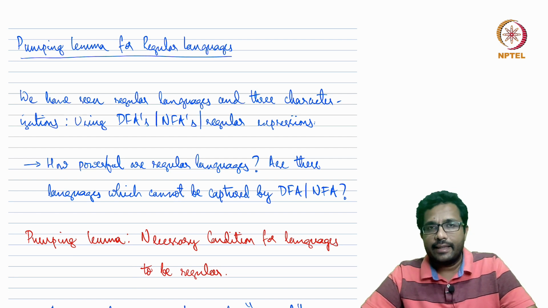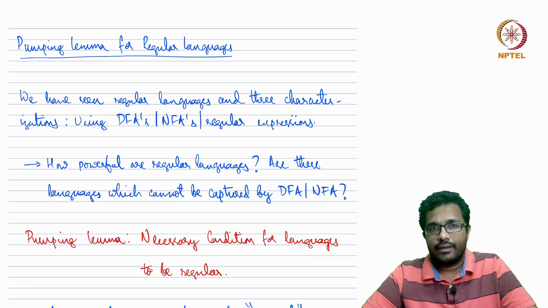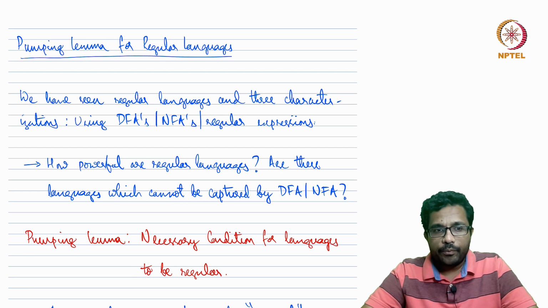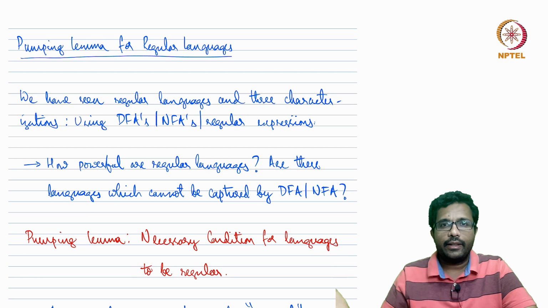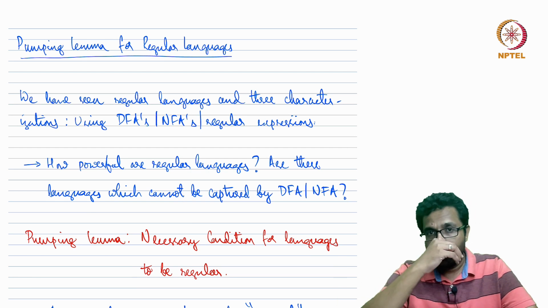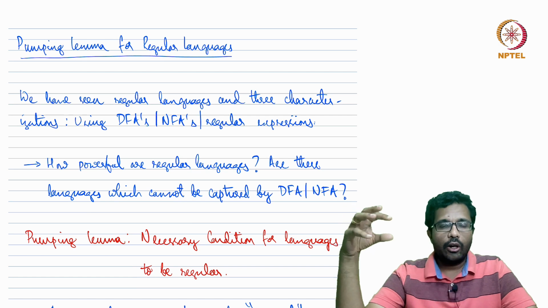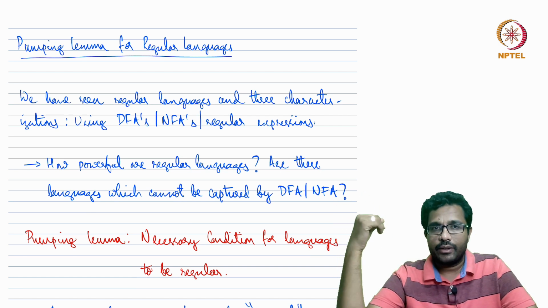So, in the previous weeks we saw regular languages, and we saw three characterizations for regular languages: using DFAs, NFAs and regular expressions. So there are three models, and interestingly all these three models, even though they are different in their own ways, turn out to have the same capability, meaning all of them recognize the same class of languages, which are regular languages.